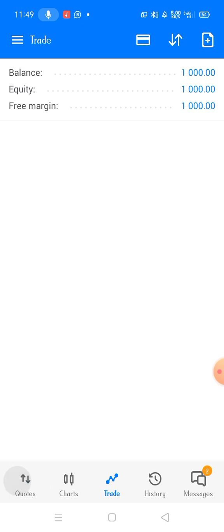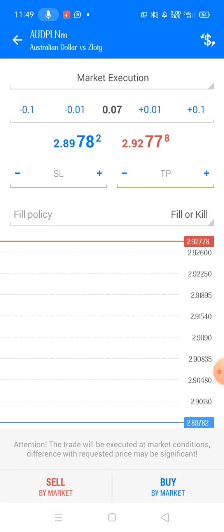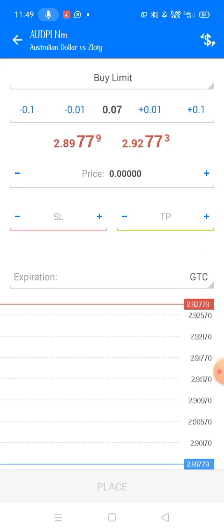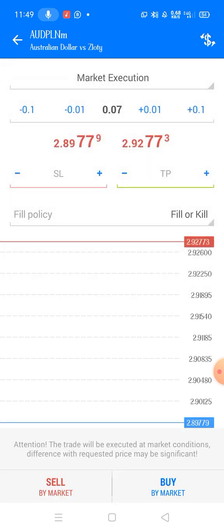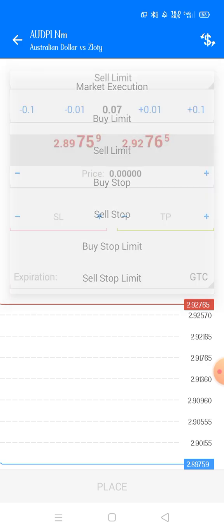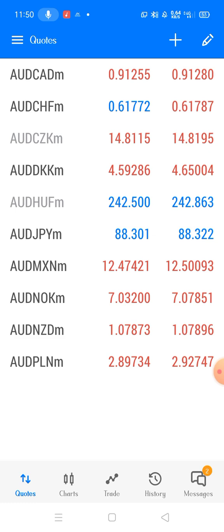Now this is a chart. This is where you place a trade, new order. If you are buying, you don't want to enter at the current market price. You want to set a limit, and when it hits that point you can buy. If it hits that point you can sell. Okay, this is what it looks like basically.